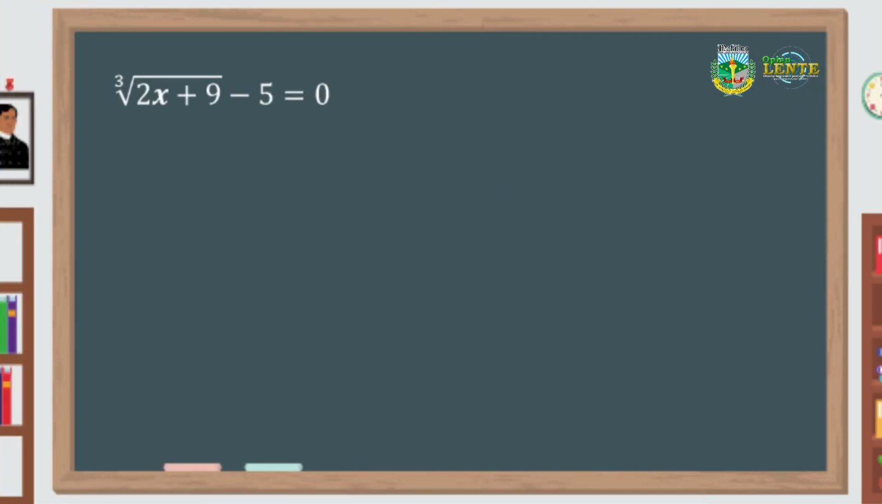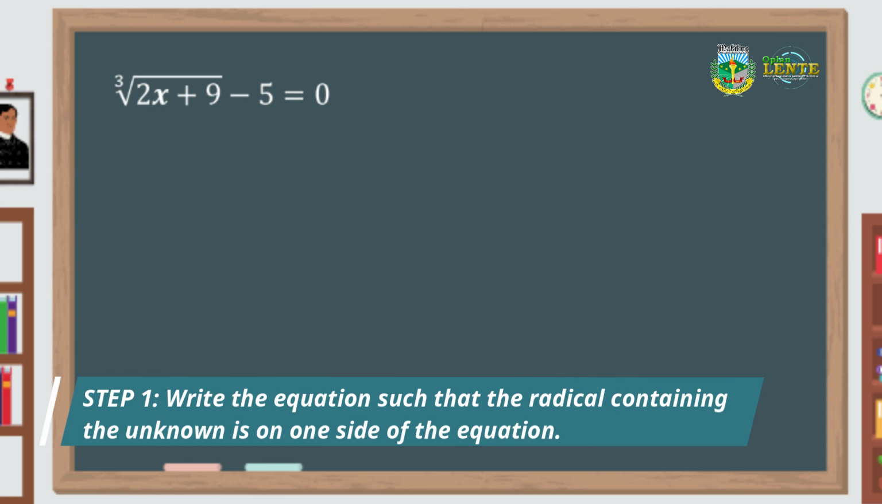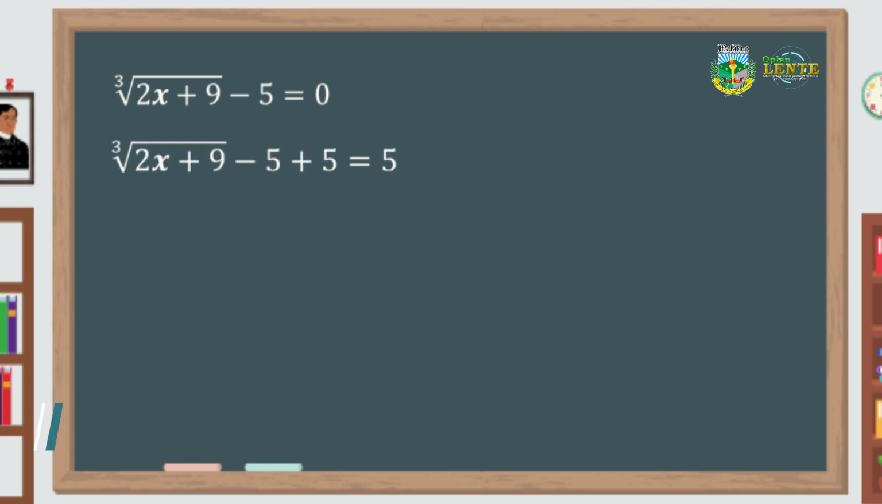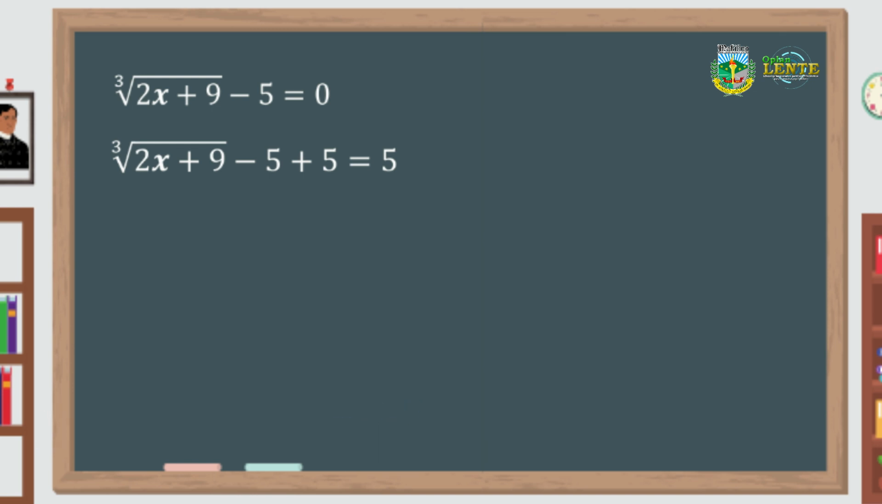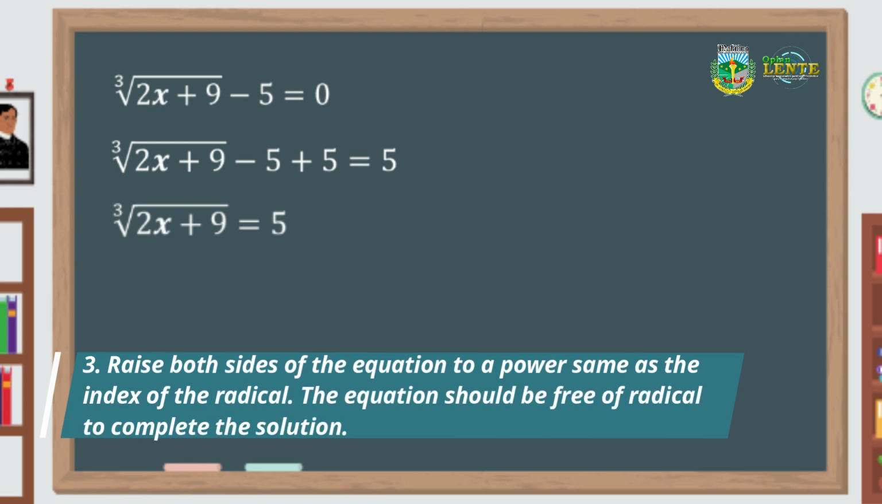Given the cube root of 2x plus 9 minus 5 is equal to 0. Based on our step 1, using the addition property of equality, we will add 5 to both sides of the equation. The resulting equation would be the cube root of 2x plus 9 is equal to 5. We have separated the radical term from the constant term. Because the equation does not contain similar terms, we will proceed to step number 3.